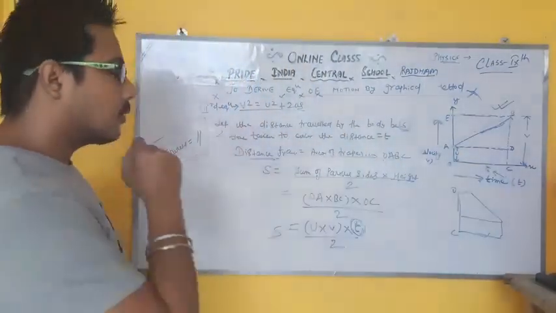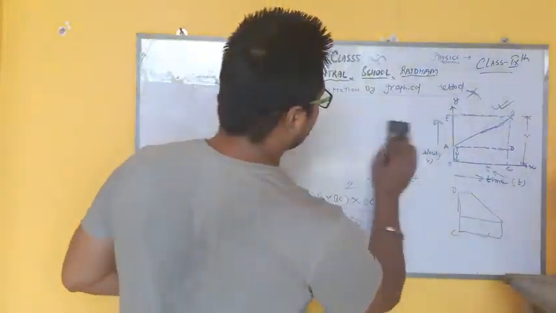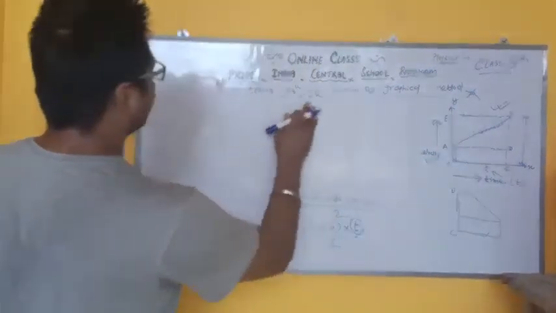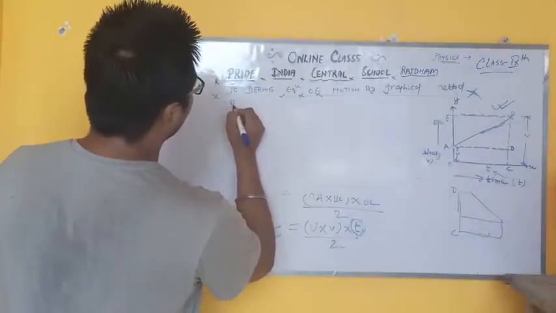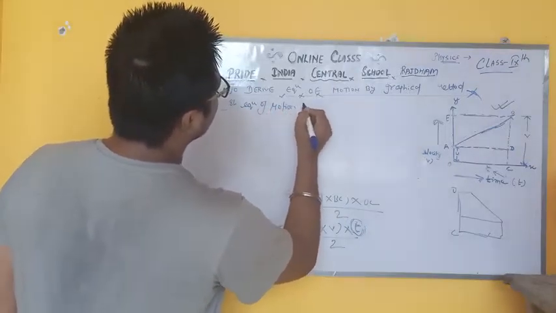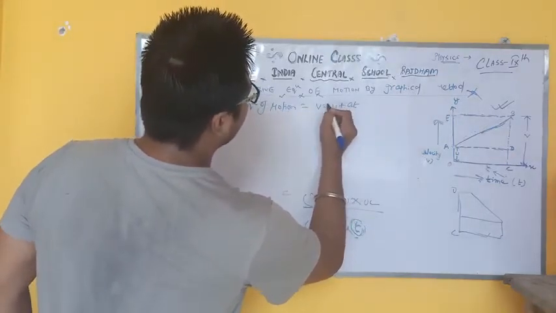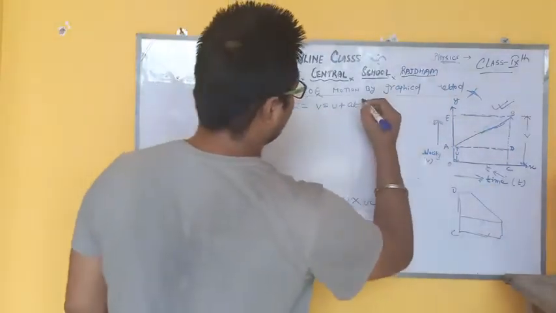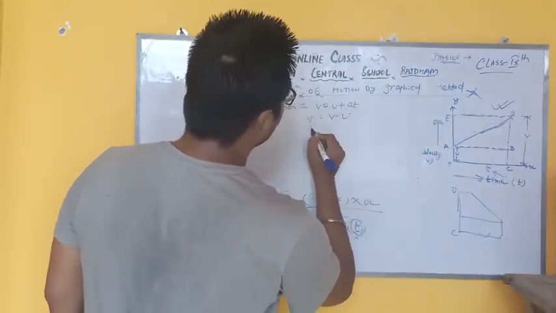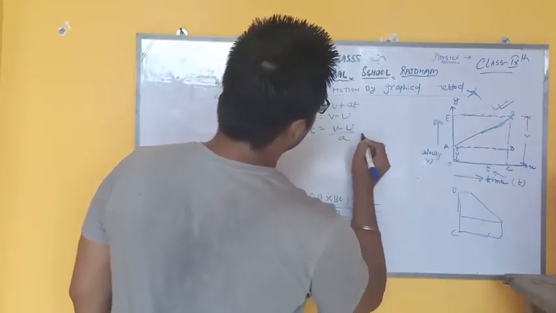Do you remember the first equation of motion? What was the first equation of motion? The first equation of motion was V is equal to U plus AT. See, T is here. We can write AT is equal to V minus U, so T is equal to V minus U divided by A.